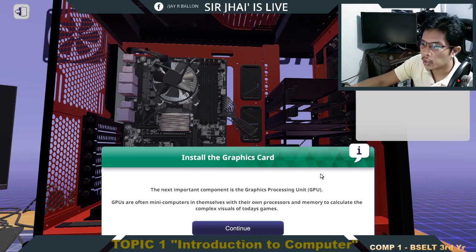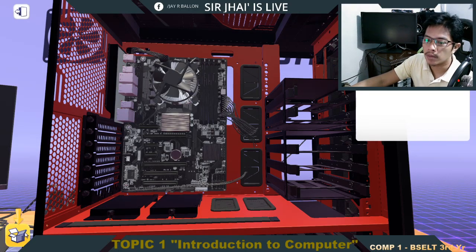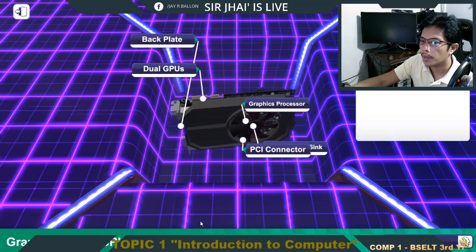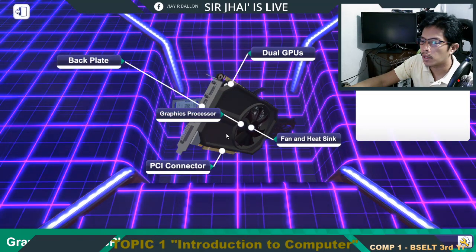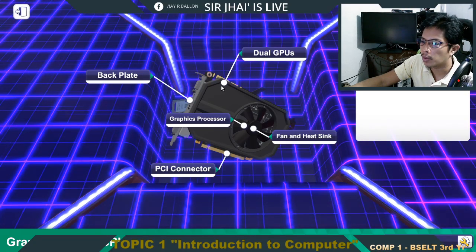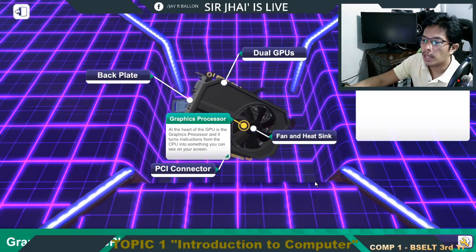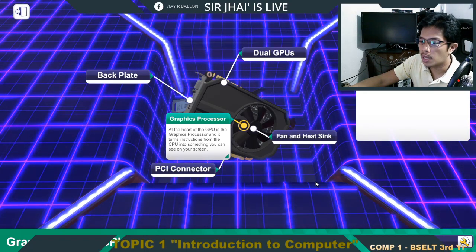Yan. Okay, so install the graphics card. The next important component is the graphics processing unit. So GPUs are often mini computers in themselves with their own processors and memory to calculate the complex visual of today's games. So yung mga power-hungry specification of computer, they really need a good graphics card. Okay, so it's a graphics card. And as you can see, meron siyang graphics processor similar to a motherboard with the CPU. Ito, parang maliit siyang motherboard na meron siyang CPU, which is the graphics processor. So at the heart of the GPU is the graphics processor, and it turns instruction from the CPU into something you can see on the screen.